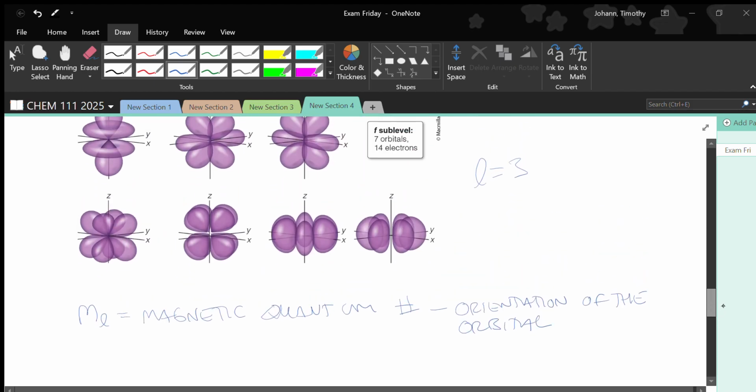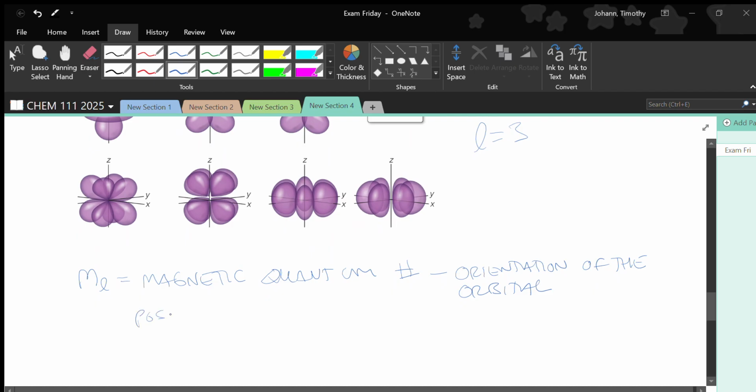Okay, so, and the possible values are going to be minus L to plus L. Okay? So if L equals 1, then M sub L is equal to -1, 0, and plus 1. Those are my possible values. That makes sense for that example?